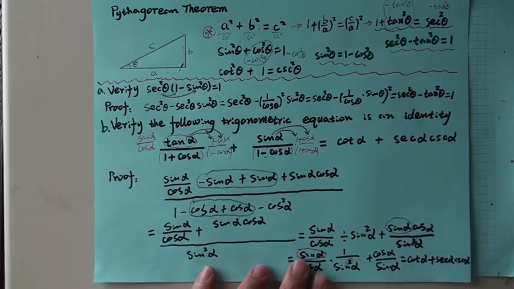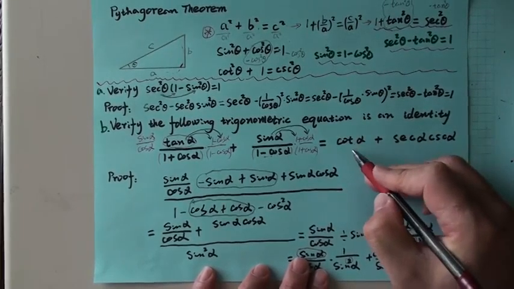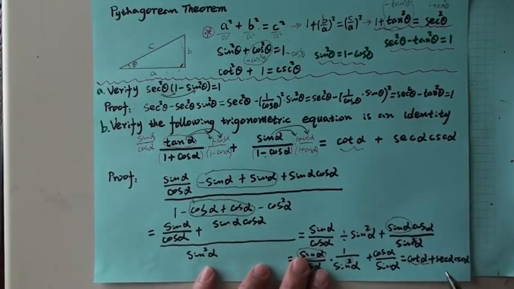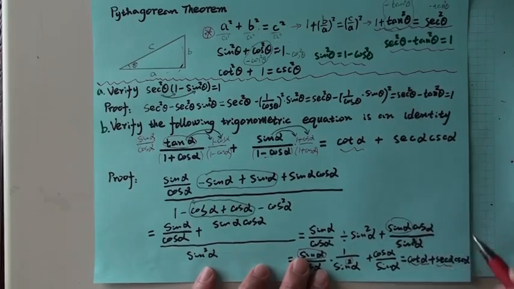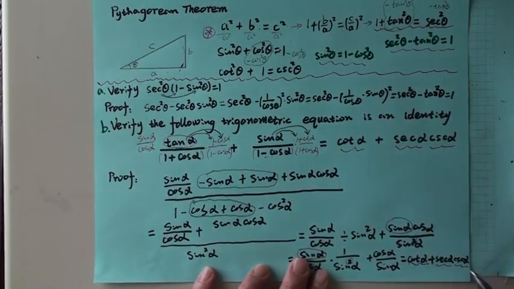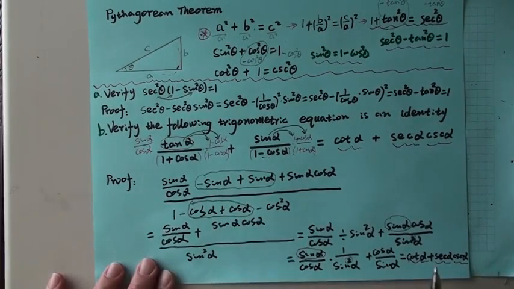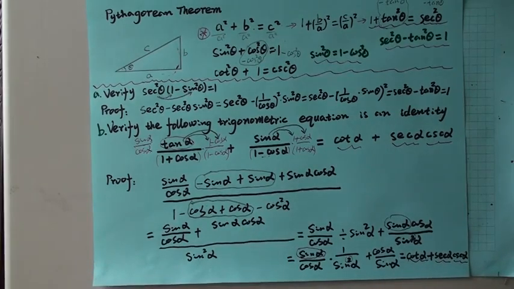Okay, so up to this far you can see cotangent alpha plus secant alpha cosecant alpha. So from here to here, all are done by formulas.